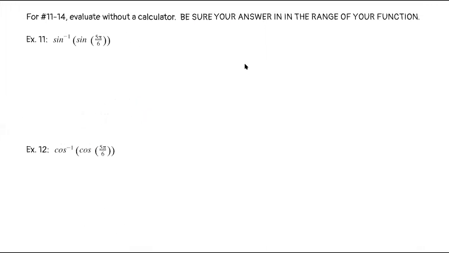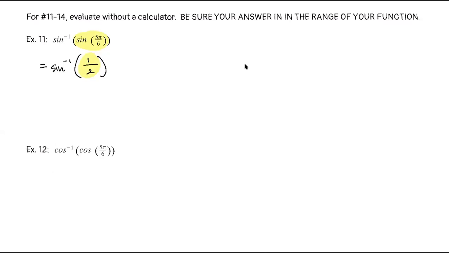So let's take a look at example 11. The way I'm going to go about this is I'm going to work on just the inside part first. I'm going to write down the outside part because I'm not doing anything with that yet. And I'm going to use what I know about the unit circle to find sine of 5π/6. So according to our unit circle, what is sine of 5π/6? Perfect, 1/2. So inverse sine of 1/2. The yellow part, we were able to rewrite as 1/2.